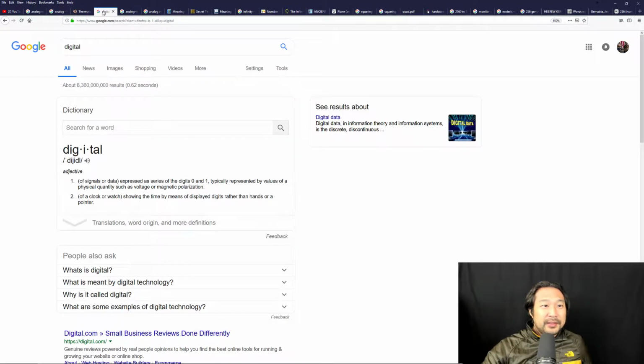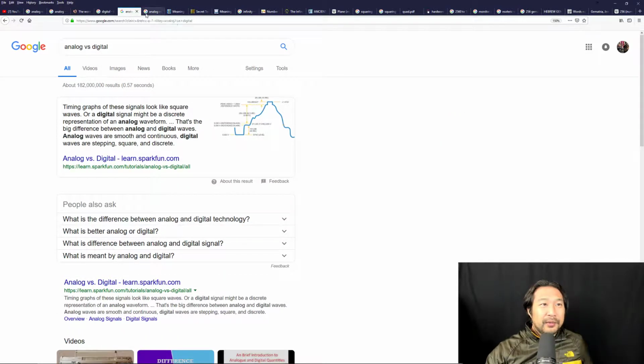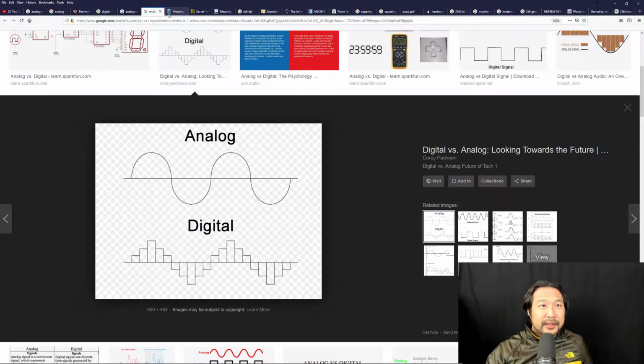Now, digital is just, of course, if you don't know, just the exoteric, which just means the everyday knowledge that people have, basically digital is signals or data expressed as a series of digits 0 and 1, typically represented by values of a physical quantity stored as voltage or magnetic polarization. And we store all of that within bytes. So based off of 8. We'll go ahead and we'll skip that. We already went through that.